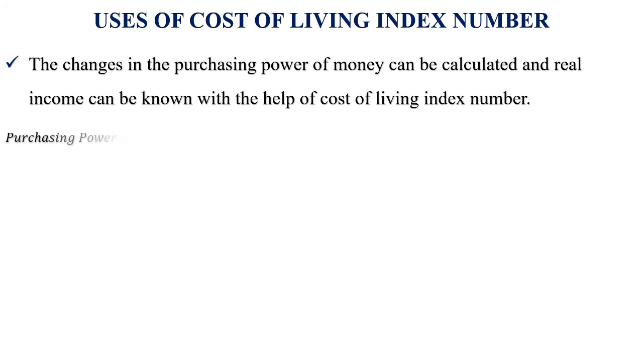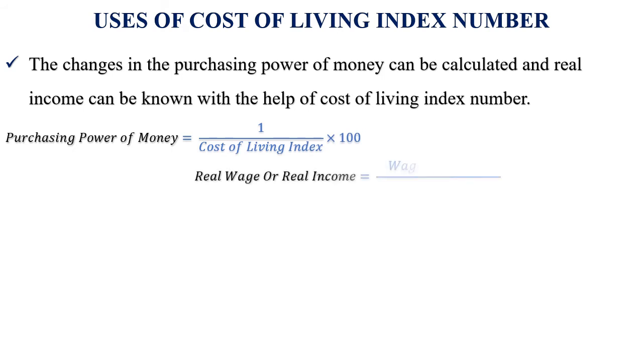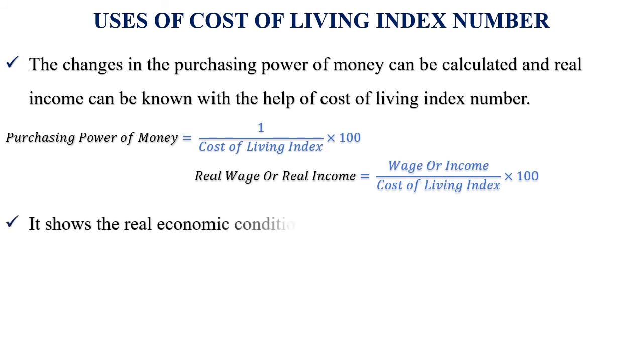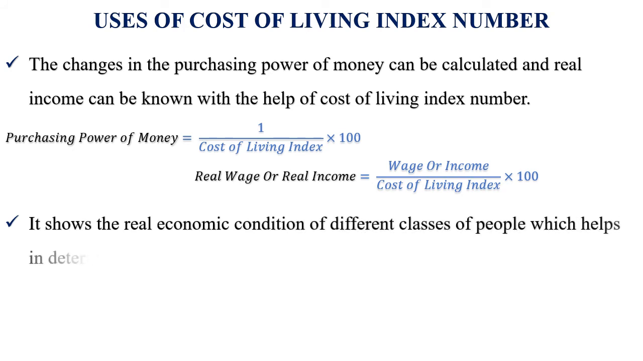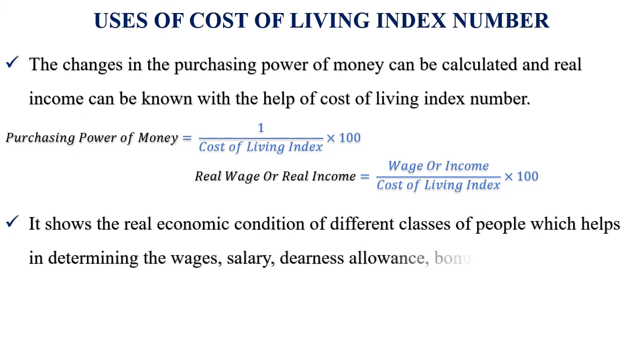The formula for that: purchasing power of money is 1 upon cost of living index number into 100. That is your purchasing power of money. While the real wage or real income, that is the comparison of incomes, is wage or income divided by cost of living index number into 100. These two are important formulas, keep them in mind. It shows the real economic condition of different classes of people, which helps in determining the wages, salary, DA allowance, bonus, etc. paid to them.